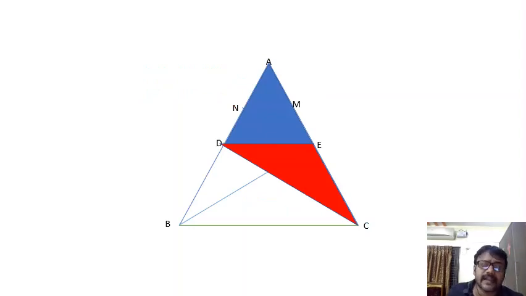As a second case, again we try to find the area of triangle ADE, but this time we take AE as its base and DM as its altitude.